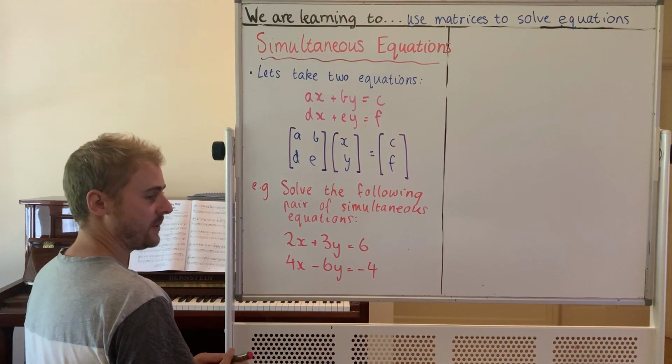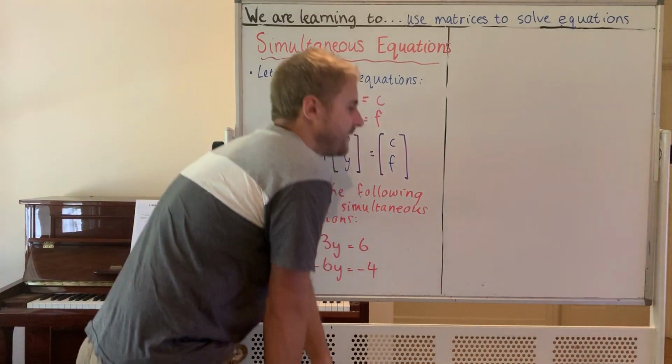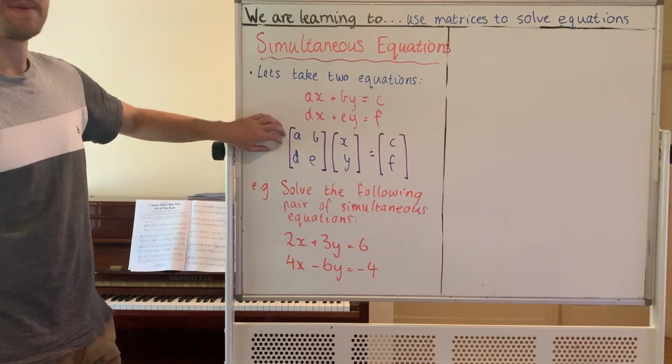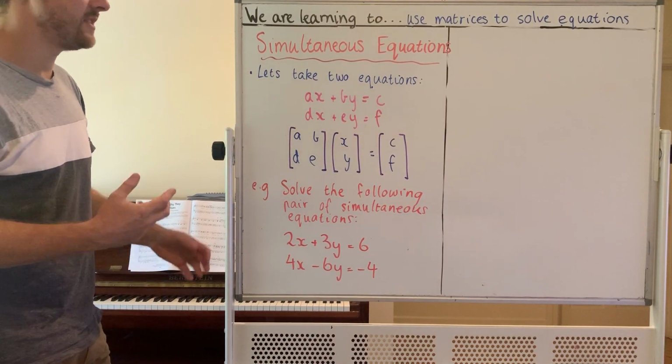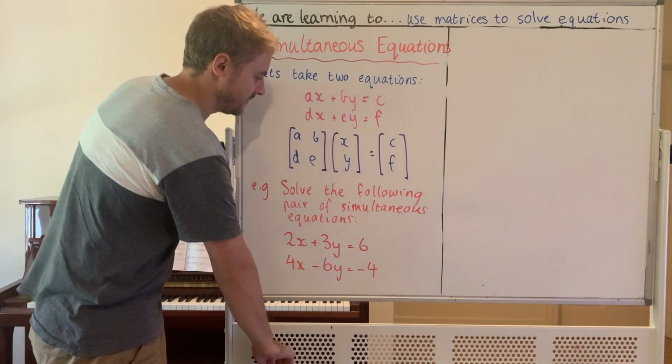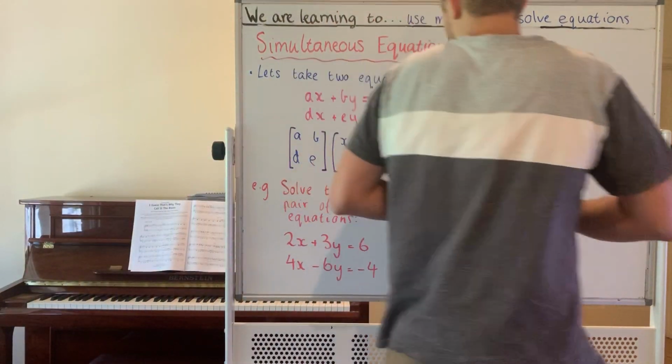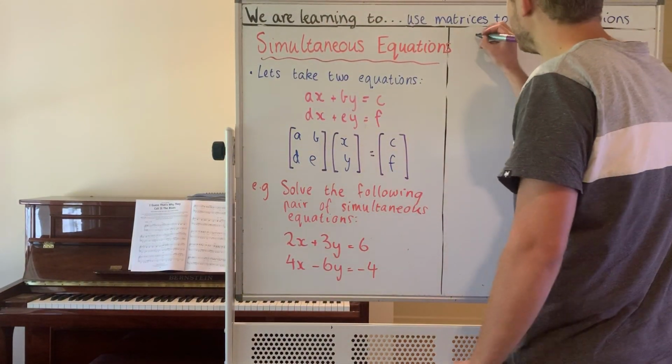Alright, so we've got two equations. Solve the following pair. What we do is take that information and set it up like this. Once you've done that, it's just following the same steps that we used in the previous lesson. So it's going to look like this. I'm going to write that out.